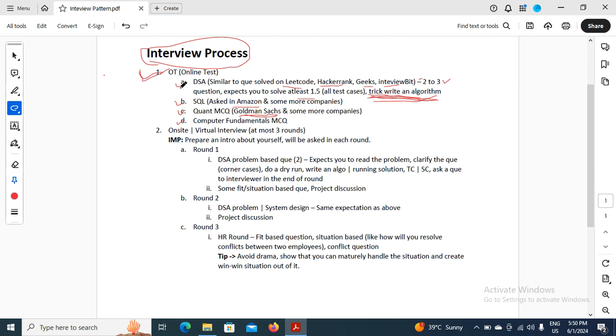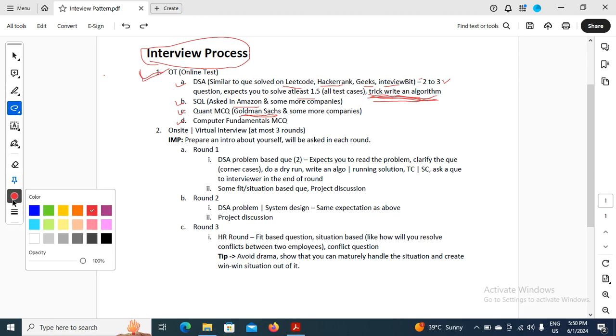So basically for this one, there is no trick, just go for MCQs and do as many as possible and you should be shortlisted. So yeah, that is it for the online test. And once you clear the online test, then the next thing is the on-site.